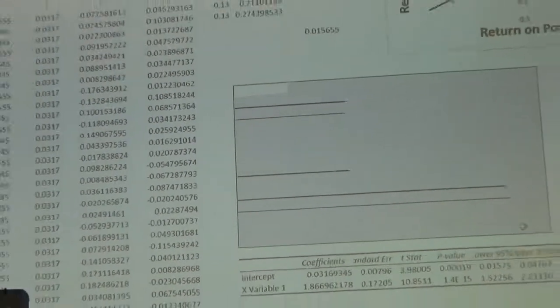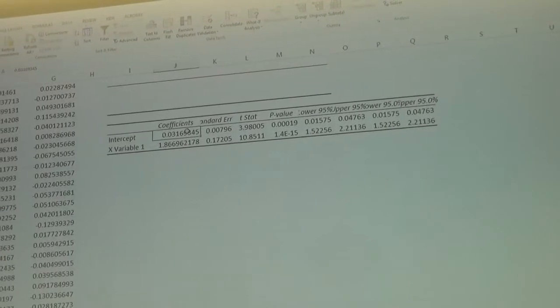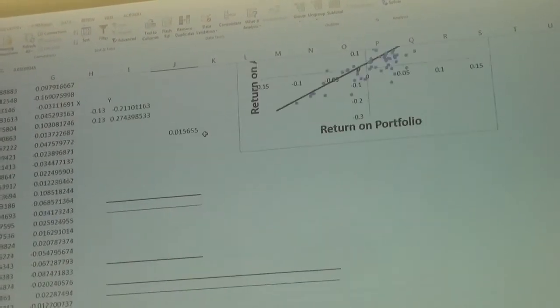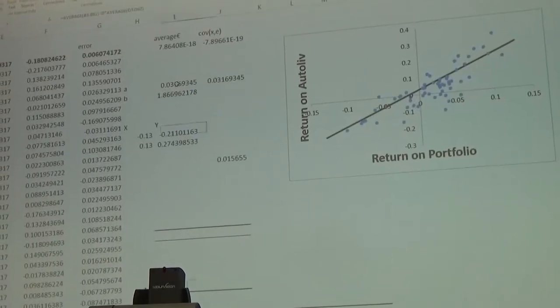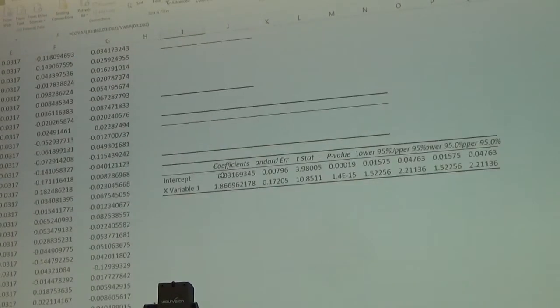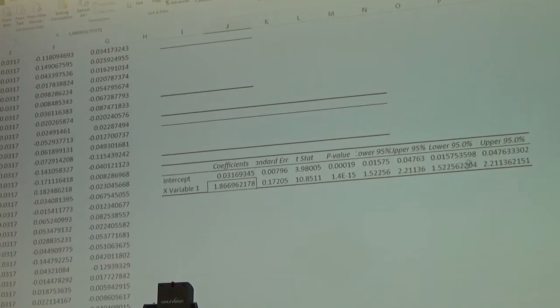The only thing we really care about from this output is this bottom table here. What we get right here is the regression intercept and slope. Those two numbers are the same as these numbers up here, 0.0316 and 1.866. Under coefficients, there's our intercept. Here's our slope. Then over here on the far right, we get the 95% confidence interval for our estimates. So these are our intervals.